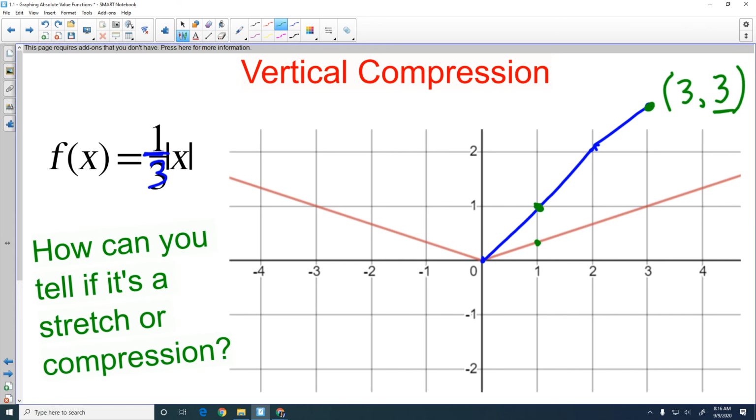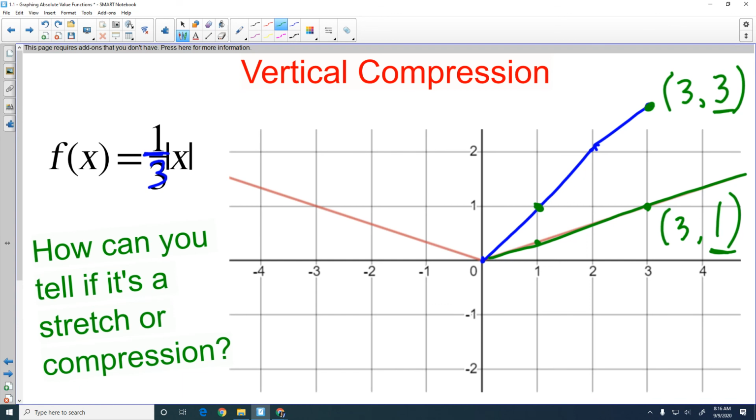Caleb? Yeah, it's 1. And if I look down here, look at this coordinate, (3, 1), and notice that y value is 1. It's 1/3 of 3. I took that number and I divided it by 3, and I got 1. And so that's what this graph is showing. It's 1/3 of the height of that original.